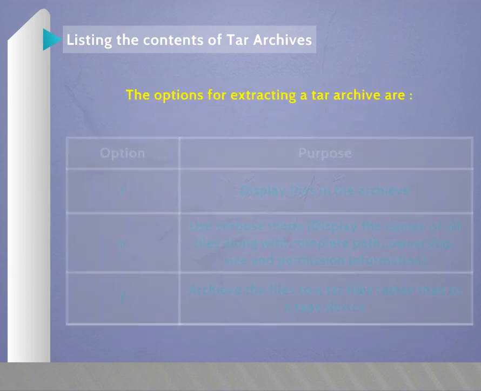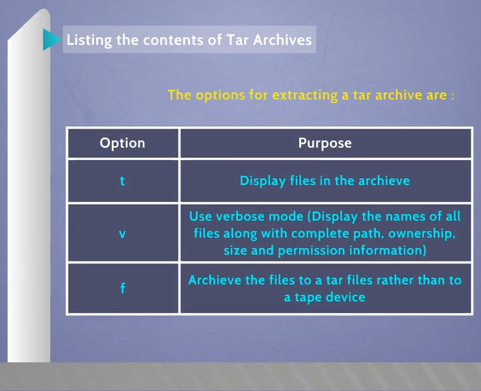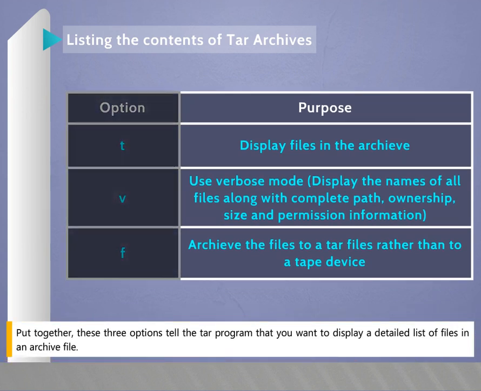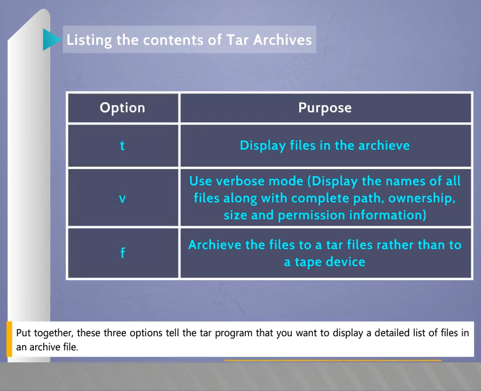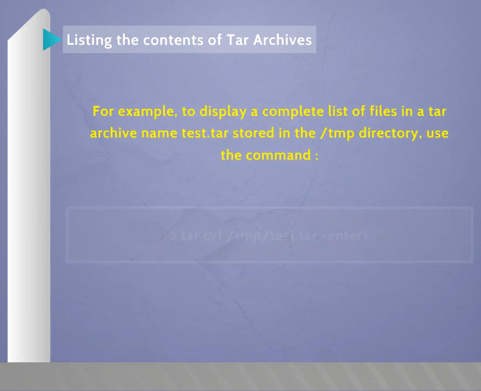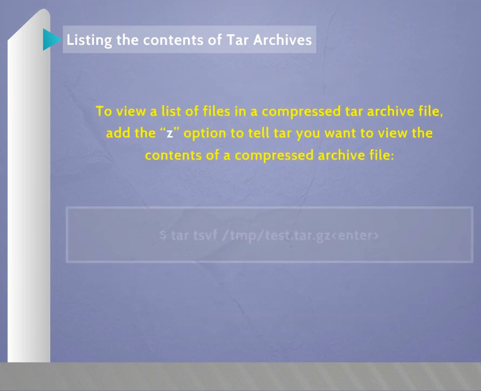The options for listing a tar archive are tvf put together. These three options tell the tar program that you want to display a detailed list of files in an archive file. For example, to display a complete list of files in a tar archive named test.tar stored in the /temp directory, use the command $tar tvf /temp/test.tar, enter.